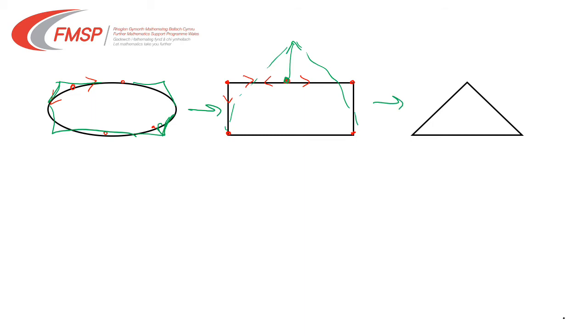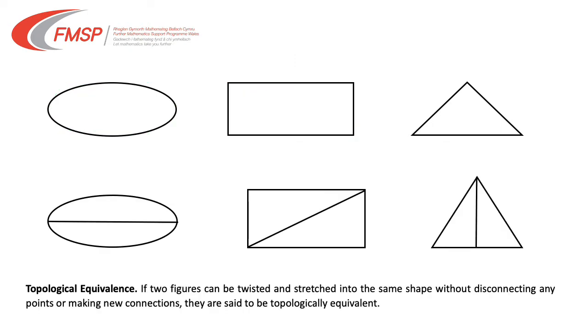On the next slide, we're now going to see the formal definition of what we've been doing just now. So, two shapes are called topologically equivalent if they can be twisted or stretched into the same shape without disconnecting any points, that's very important, or making new connections. In other words, we can twist and stretch, but we are not allowed to glue and we are not allowed to cut. From this point of view, these three shapes at the top are topologically equivalent.